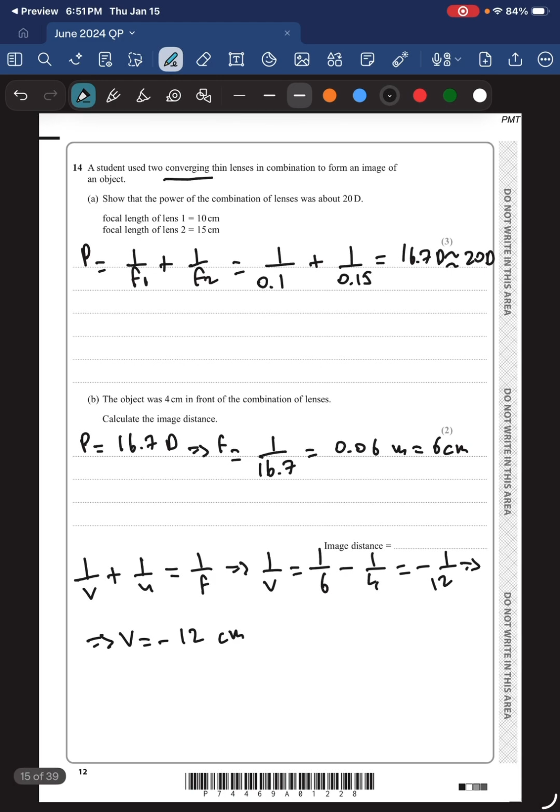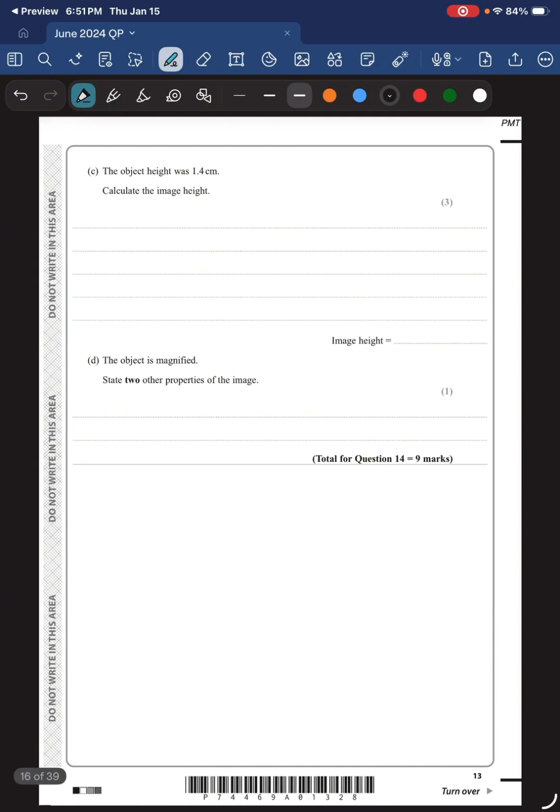Okay, so negative means that the image is on the same side as the object. Okay. Part C, the object height was 1.4 centimeters. Calculate the image height.